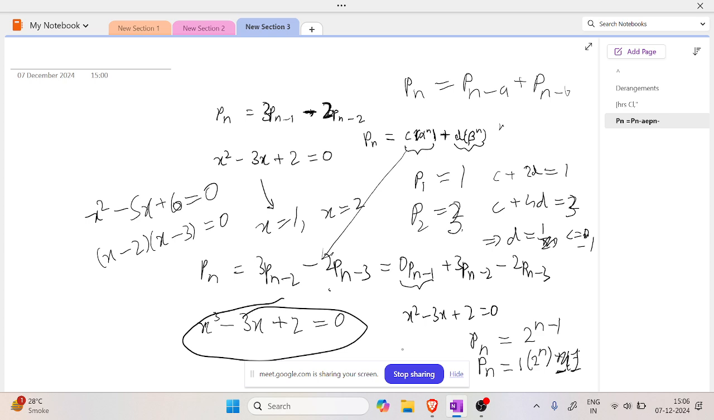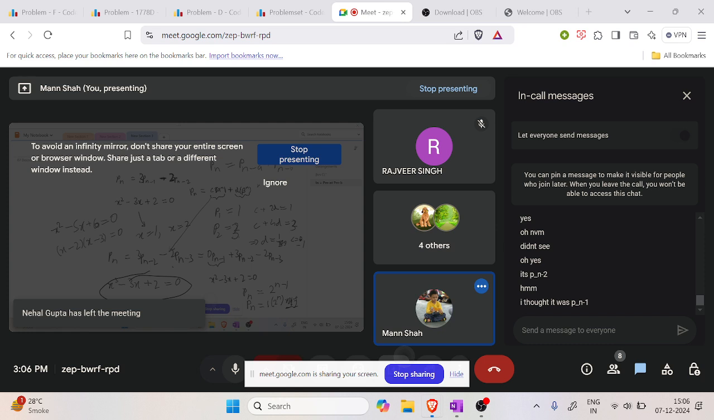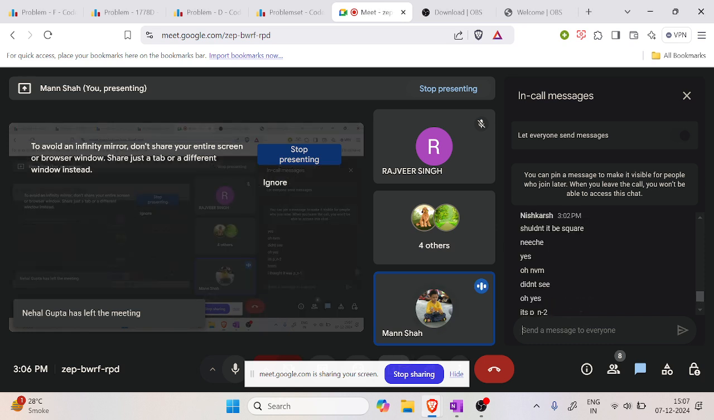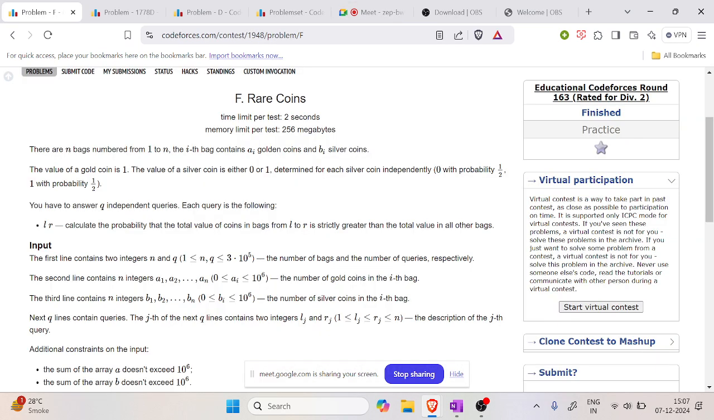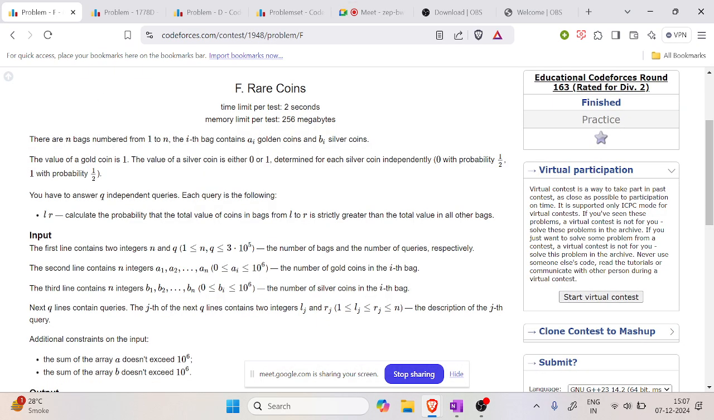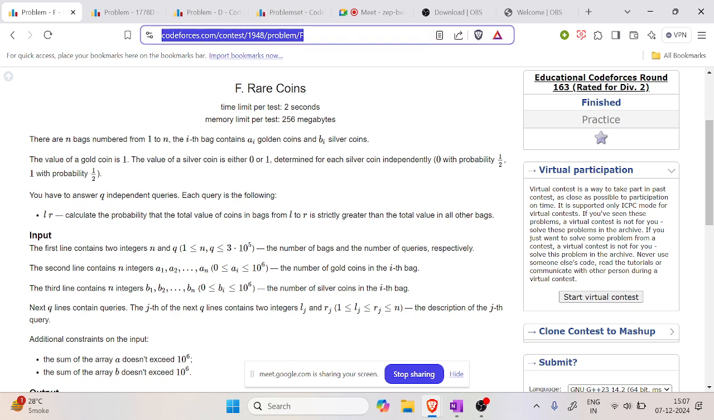But whenever you have a term that depends on the previous two or previous three terms, you can usually get by with this method. So basically, this was how to solve a recurrence relation. Okay, so the next thing is that we are doing some problems. You guys can fix the problem.